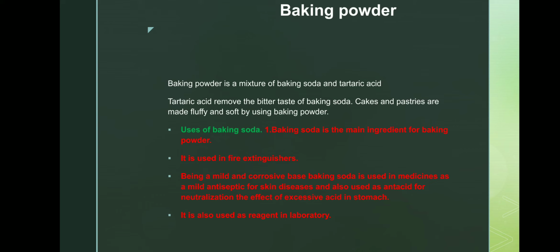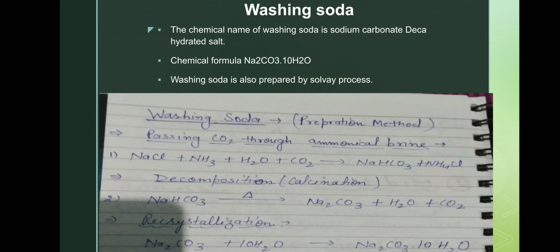So what are the uses of baking soda? It is a main ingredient for baking powder. It is used in fire extinguishers, as well as in medicine as an antiseptic for skin diseases. As an antacid, it neutralizes the effect of excessive acid in the stomach. And the most important, it is also used as a reagent in the laboratory.